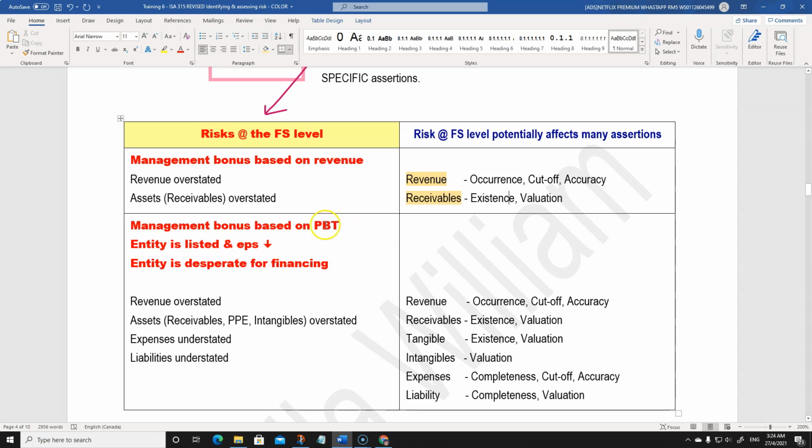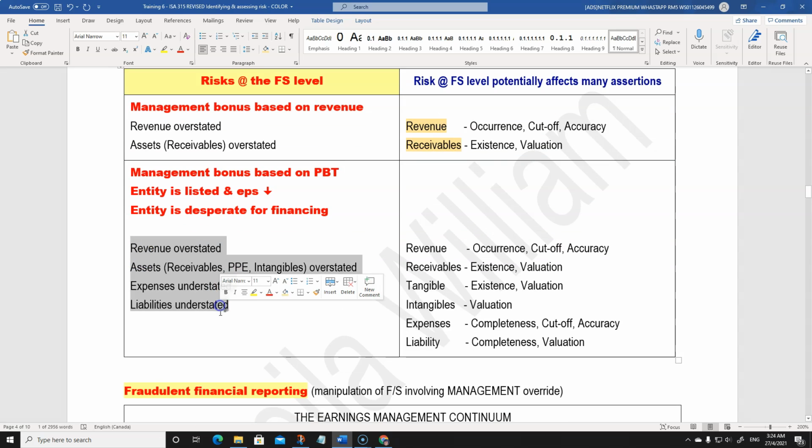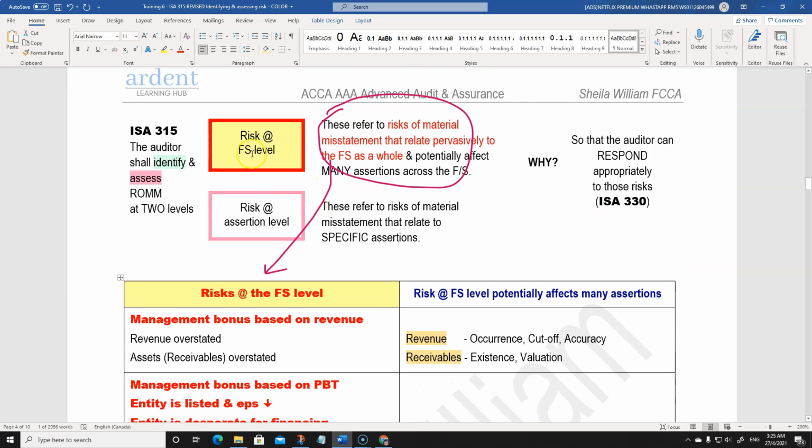Well, management bonus could be based on the profit before tax, or the entity could be listed and the earnings per share is going down, or the entity is desperate for financing, desperate for a loan, so that their overdraft will get renewed, something like that. In this particular case, many financial statement items are going to be affected. If we look at it on the right hand side, these are financial statement items that would be considered to be a significant class of account balance. The expenses here would be a significant class of transaction, because a lot of assertions here are affected as a result of this. So when do you have risk at the financial statement level?